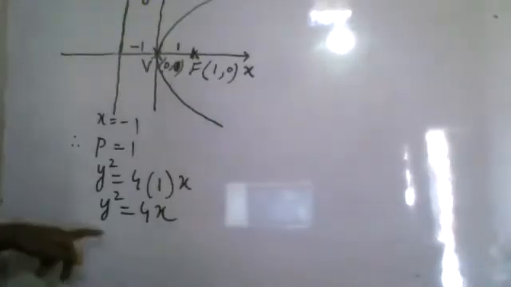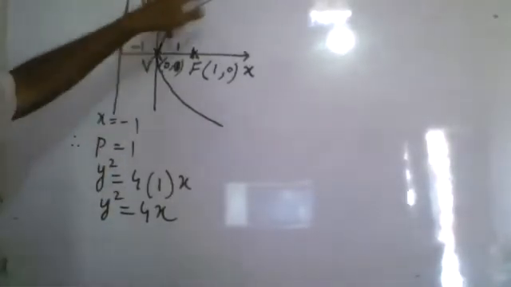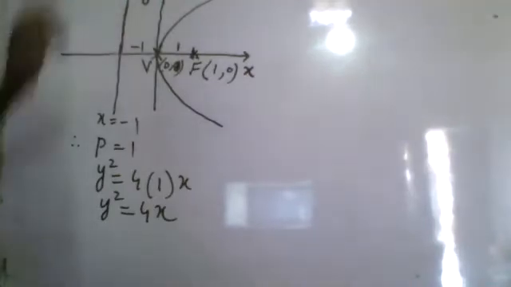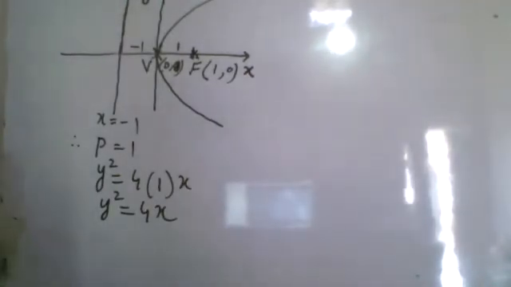So this is the equation of the parabola when the equation of the directrix and the vertex are given.